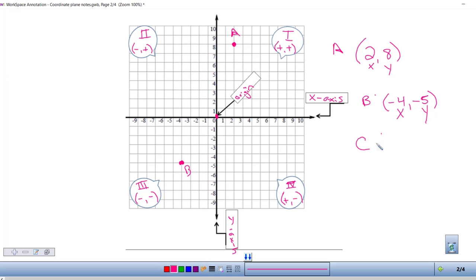Point C, let's try negative 7, 1. Start from the origin again, we go to the left 7 and up 1. And point D, let's do 6, negative 3. Starting from the origin, we go to the right 6 and down 3.